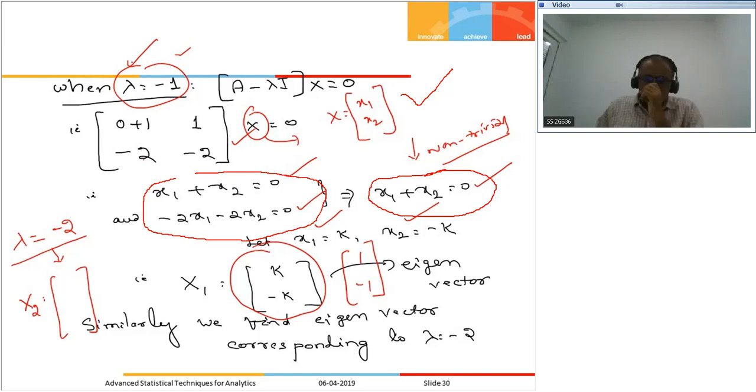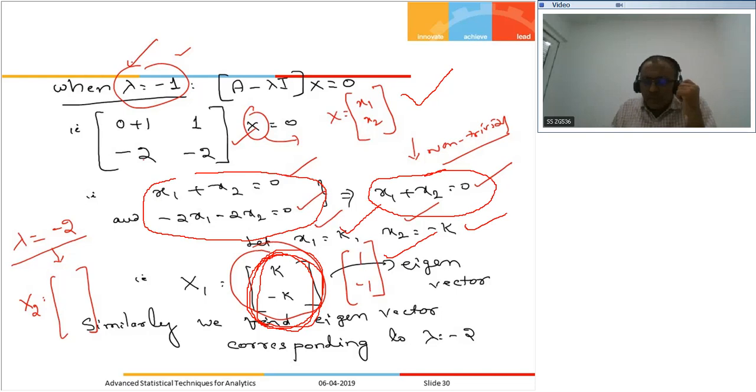So when x1 plus x2 equal to 0, because we can't have a single unique solution, here we get an infinite number of solutions which satisfy it. Therefore, suppose we take x1 equal to k, then x2 becomes minus k. Therefore, the corresponding eigenvector is k comma minus k. From this we can have any eigenvector. For example, here I have taken k equal to 1. If we take that, then 1 comma minus 1 is the eigenvector.